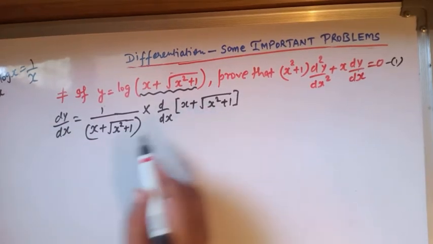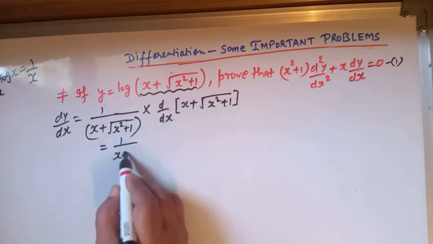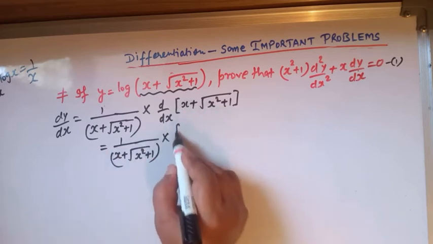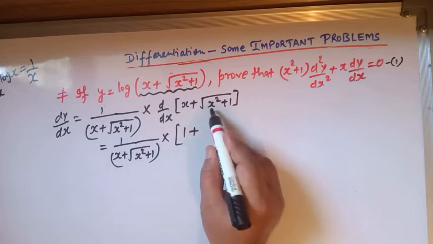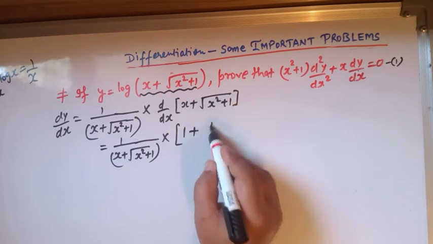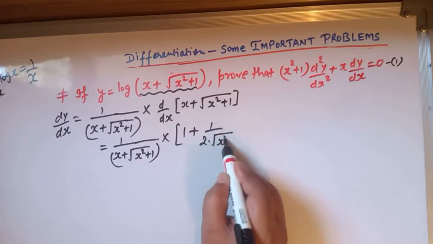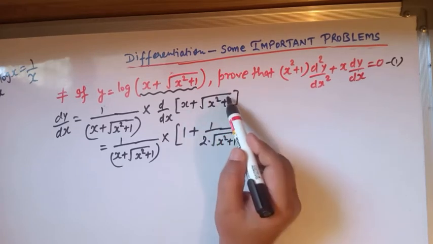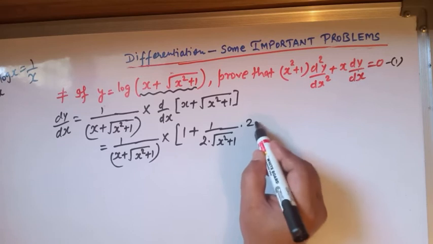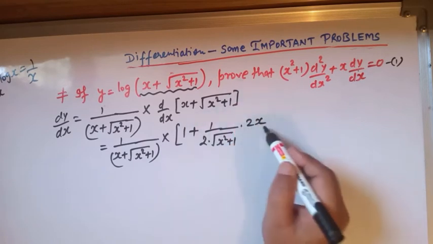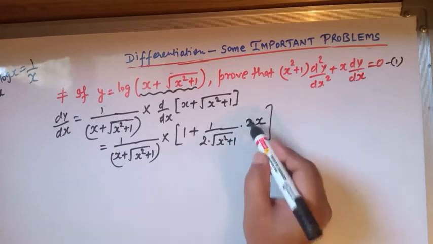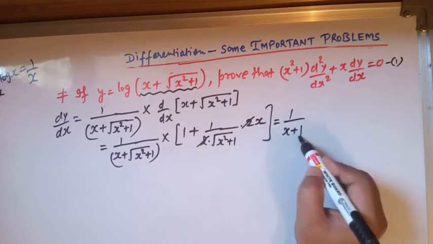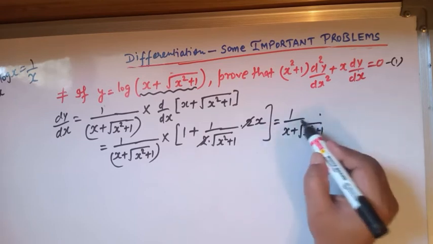Clear? Now we differentiate this one. So we have 1 over x plus square root of x square plus 1 multiplied. Here we have 1. The derivative of x is 1. The derivative of square root of any function is 1 over 2 times the square root of that function. And then using chain rule, the derivative of x square plus 1, which is 2x, and the derivative of 1 is 0. So we have simply 2x. Clear? Now 2 and 2 get cancelled. So we have 1 over x plus square root of x square plus 1 multiplied.